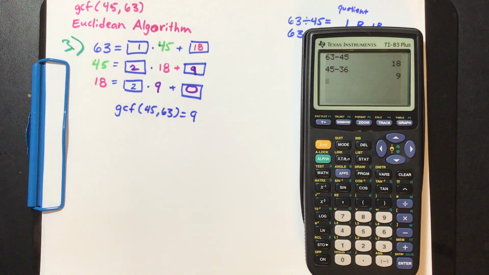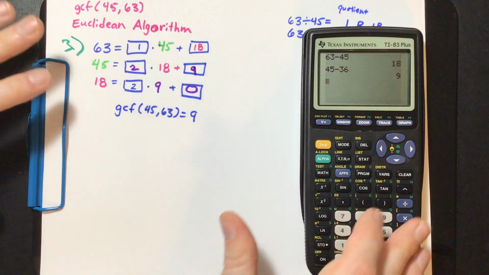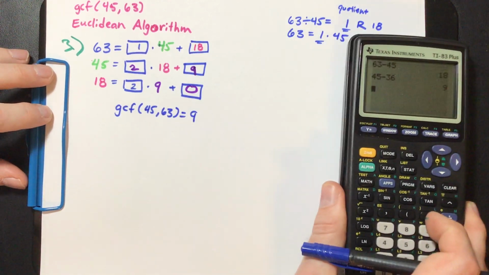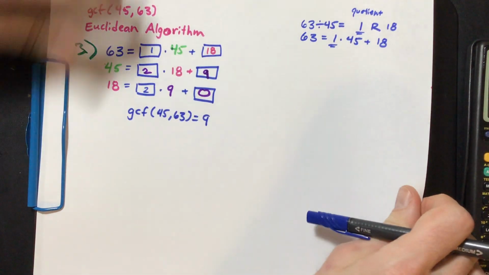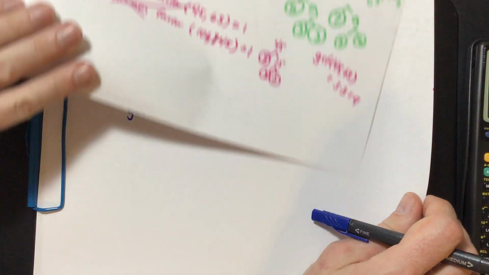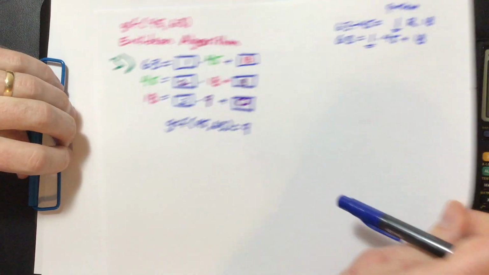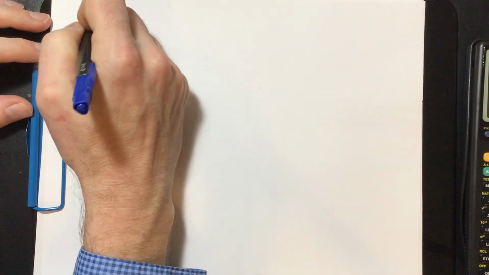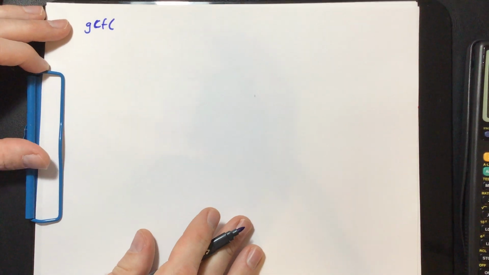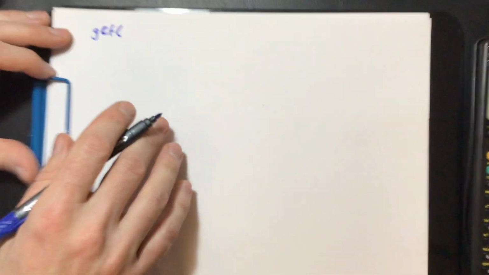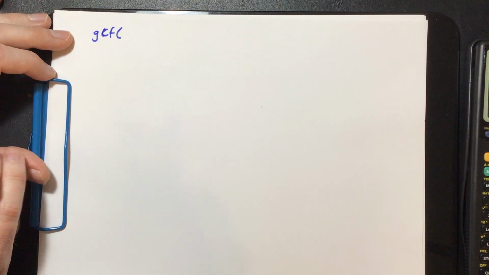The reason why I wanted to show you this process is that it was more work here maybe than these other problems, but if I give you some big numbers... What numbers do you want to find the greatest common factor of? You pick one, I'll pick the other one.